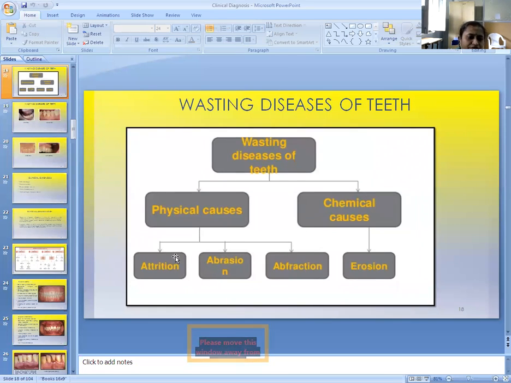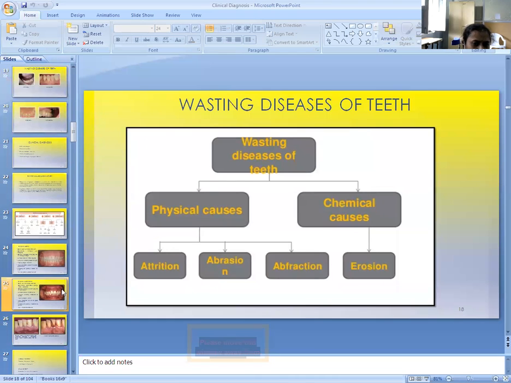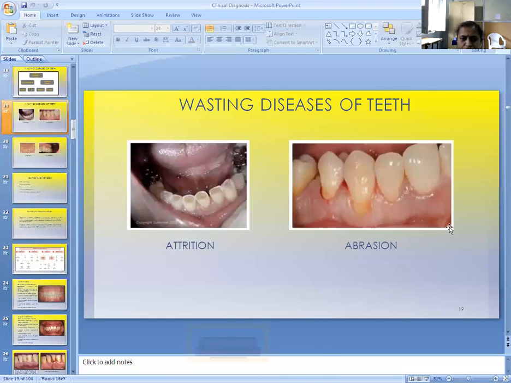So attrition, various images are also there. I'll show you images. Now see here, attrition: because of constant biting or gnashing of enamel rods, you can see this fine shiny surface on the occlusal or incisal edges. And there is facet formation. Facet means a depression. There are two different types of facets: vertical and horizontal facets.